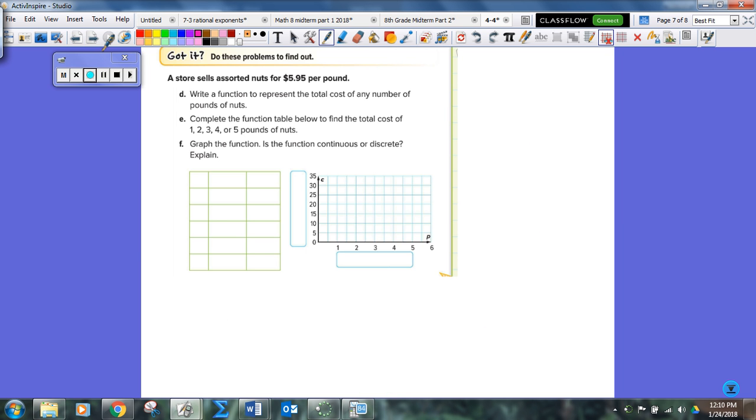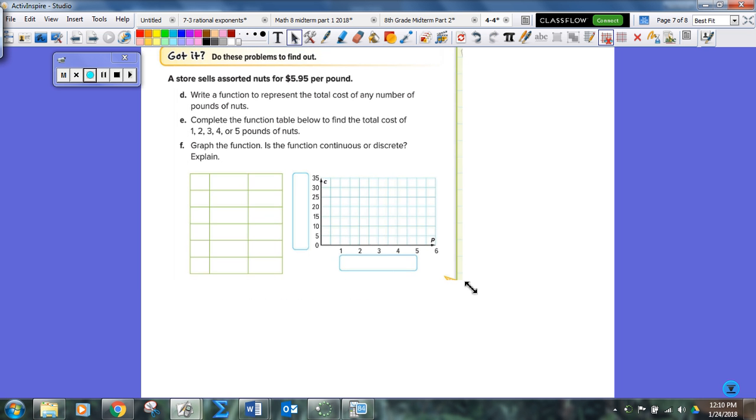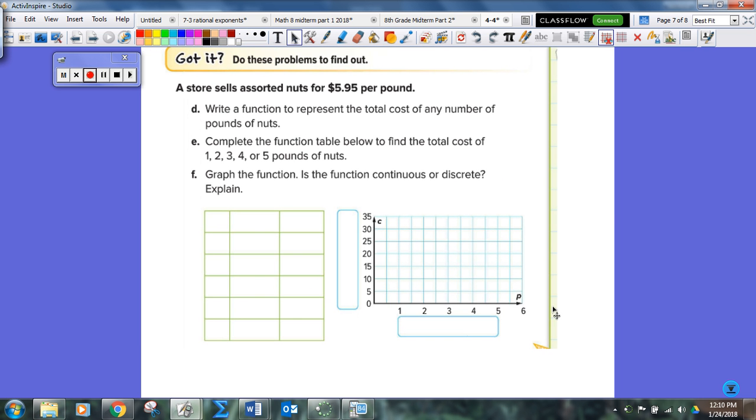Next, I want you to do the got it on the next page, which this one I'm going to make a little bit bigger for us. So, there we go. So please do this. Pause, come back, and check your answers.